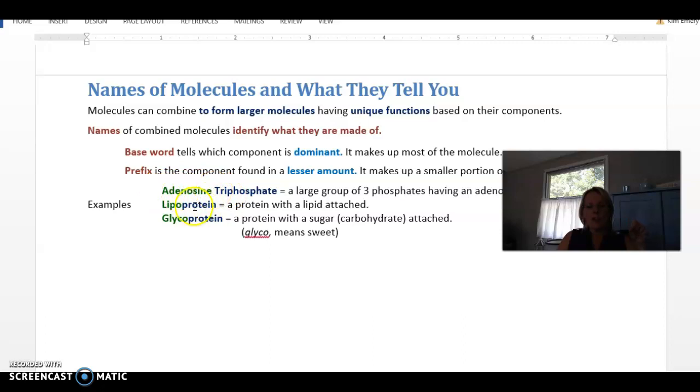So what that means is the largest part of adenosine triphosphate are the phosphates, and it has a small adenosine group attached. The term lipoprotein is a protein with a lipid attached. So it's primarily a protein, but it has this lipid attached to it. And a glycoprotein, same thing. It's primarily a protein with a sugar attached to it. You might also see something called a proteoglycan. A proteoglycan is a sugar that has a protein attached to it. So hopefully you kind of can follow what I just went through.